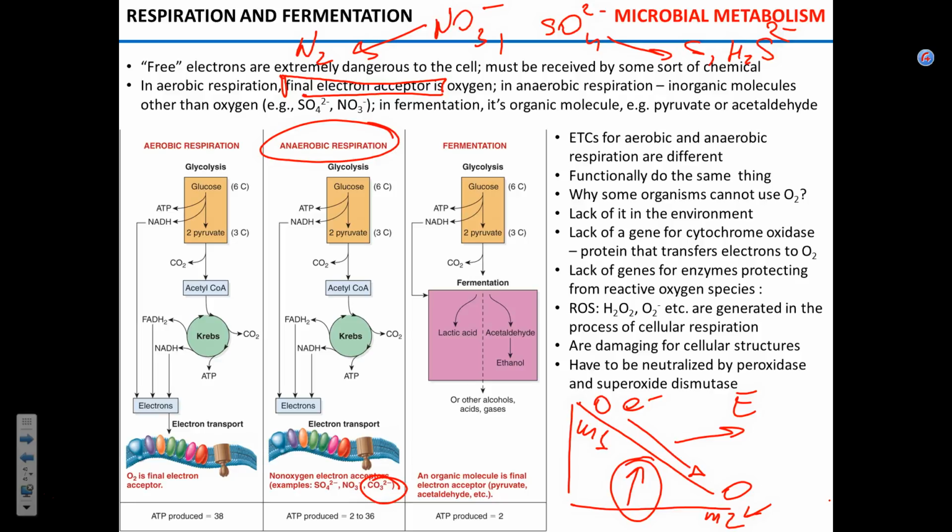Now, can organic molecules serve as the final electron acceptor? The answer is sure. One of the simplest is when you don't have oxygen and the pyruvate becomes the final electron acceptor. It will become lactic acid in case of lactic fermentation, or can become acetaldehyde, which is then going to be reduced to ethanol. So in this case, acetaldehyde becomes the final electron acceptor, and ethanol is the final product, and that's going to be alcoholic fermentation.